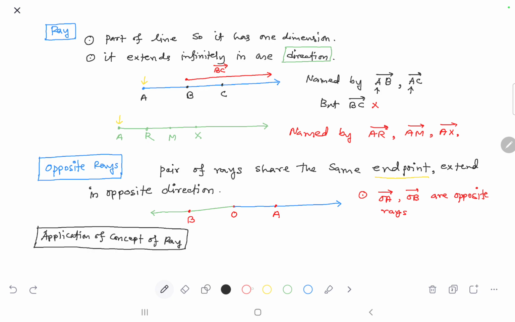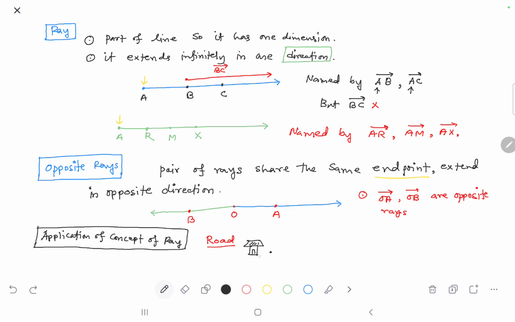Now let me tell you an application of the concept of ray in the real world. Sometimes we need the application of the concept of ray in daily life. Basically, let's say you have a road. I'm assuming the road is a straight line. The road will always start from a point, maybe some house you have here. I'm trying to draw it a little bit.